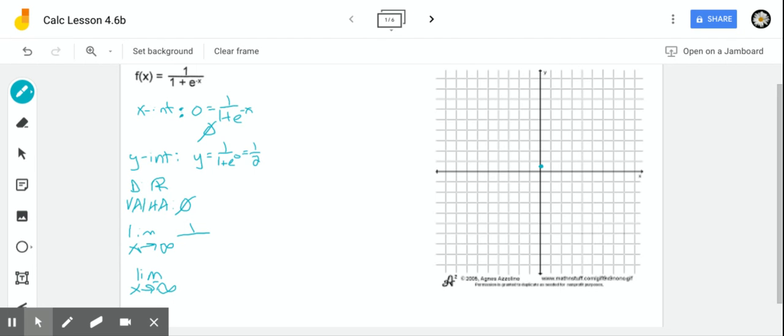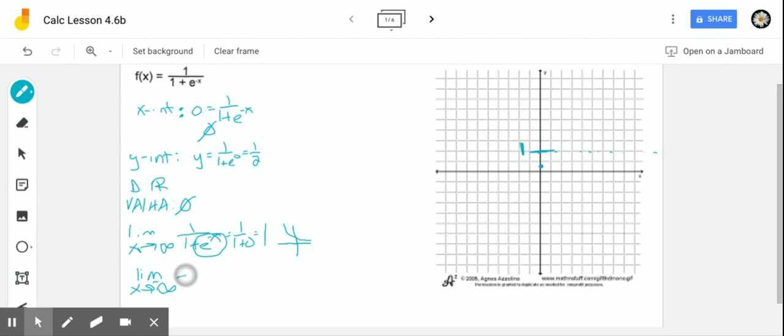So as we approach infinity, for this part, if we just think about the function e to the negative x, that's an exponential decay. So as that approaches infinity, it's getting closer to 0. So our limit is going to be 1 over 1 plus 0, which is 1. So our right-hand end behavior is going to be 1. I'm going to put 1 right there. Okay. So to the right, that is what we're going to approach.